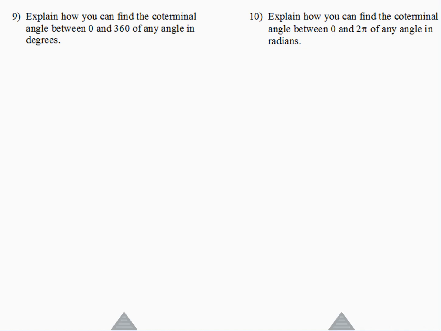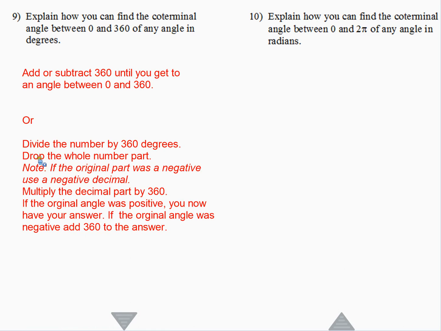Explain how you can find a coterminal angle between 0 and 360 degrees of any angle in degrees. We talked about this before. We can just keep adding or subtracting 360. Another thing we can do is right here. We can divide the number by 360, drop the whole number part. If the original part was negative, use a negative decimal. And multiply the decimal part by 360.